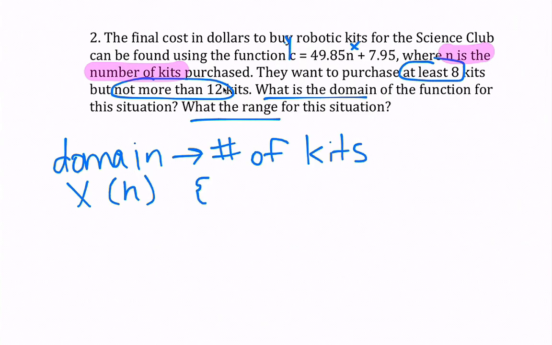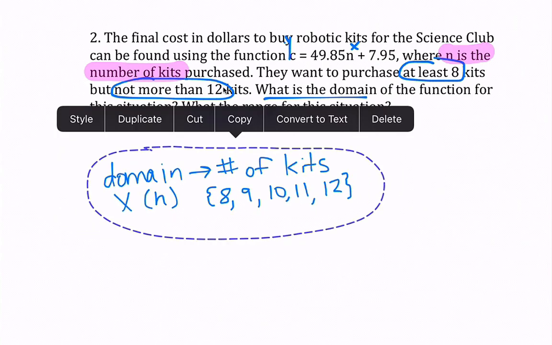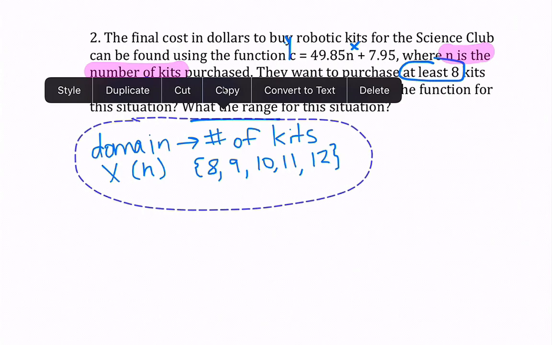So the lowest number we can buy is 8. The highest we can buy is 12, so I'm going to list every number from 8 to 12. Okay, so that's all my possible options for the number of kits I can buy. So we can buy 8 kits, 9 kits, 10, 11, or 12 kits.